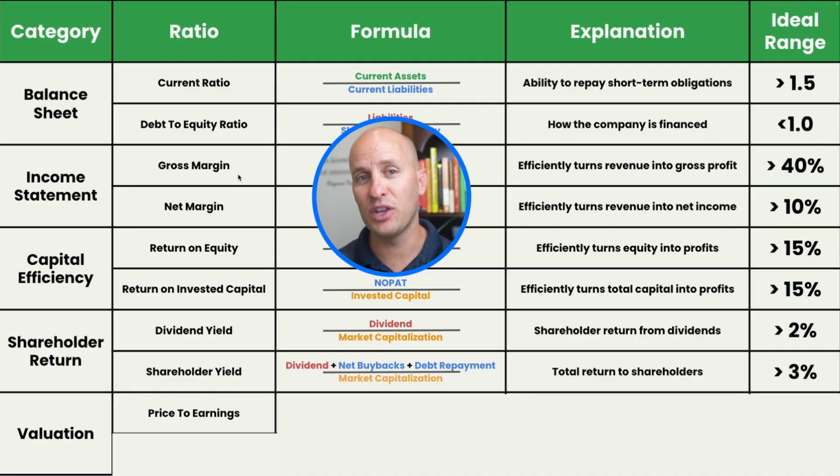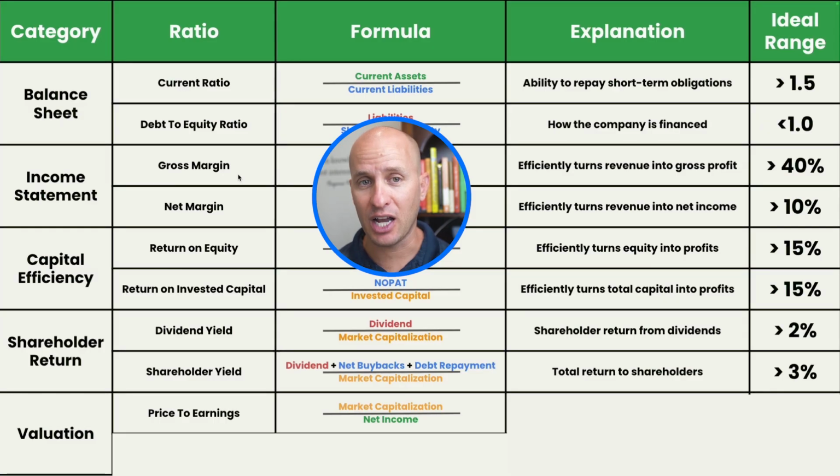That brings us to our 9th ratio, and this ratio is used to figure out a company's valuation. This ratio is called the price to earnings ratio, which is an extremely popular ratio that many investors are familiar with. Now, the formula to calculate a company's price to earnings ratio has the company's market capitalization in the numerator and the company's net income in the denominator. You could also do this exact same calculation by taking the company's share price in the numerator and taking the earnings per share in the denominator.